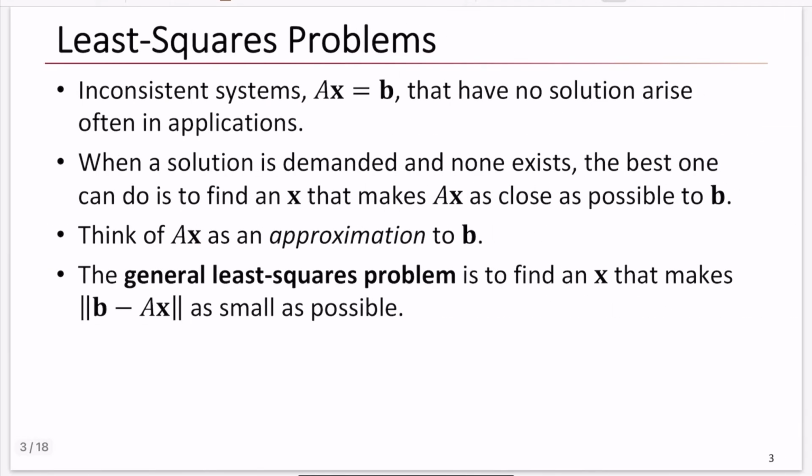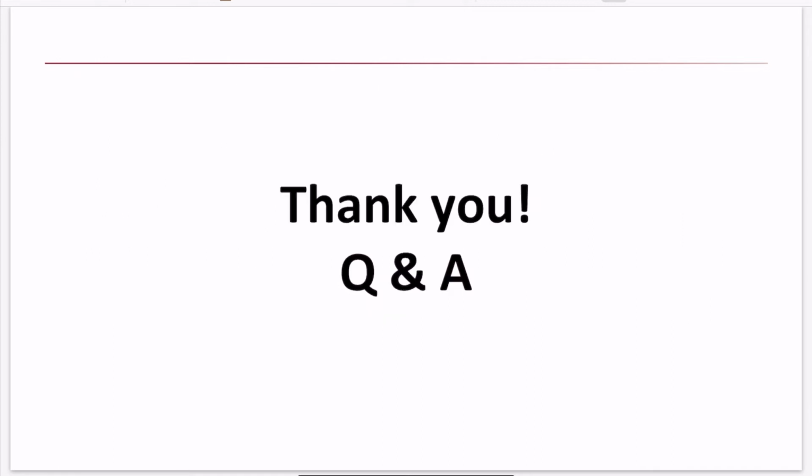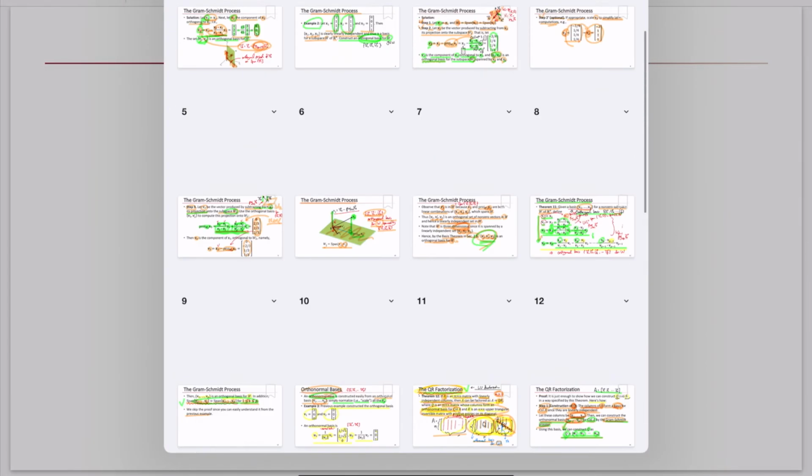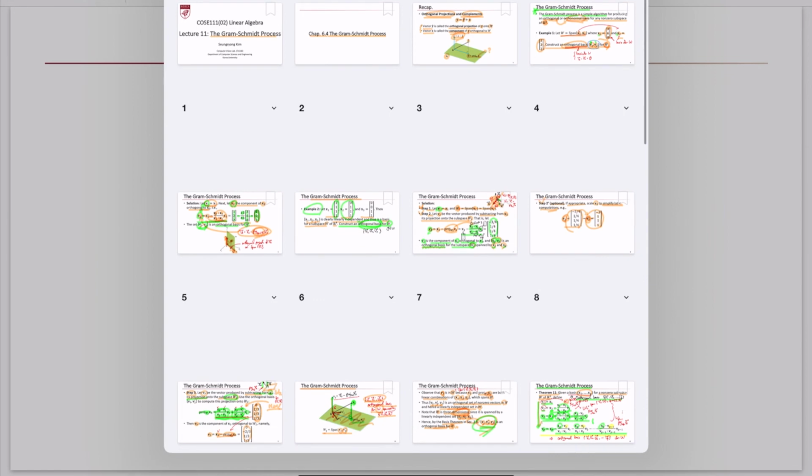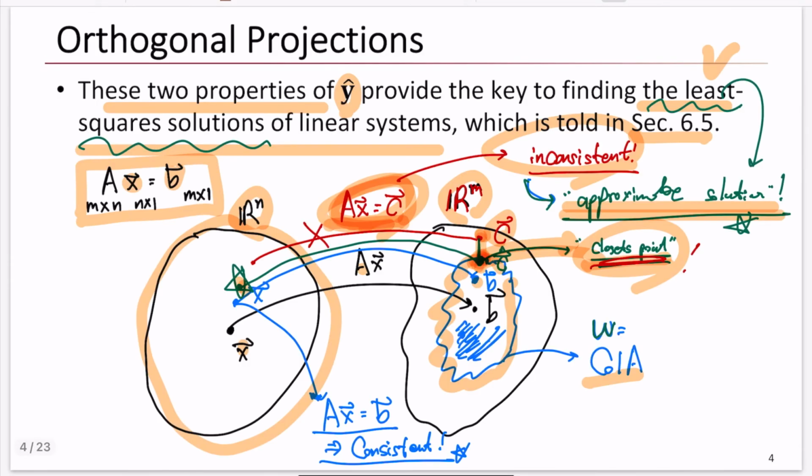Alright, so previously, we already talked about QR factorization and the least squares solution. From lecture 9 here, we already talked about the best approximation theorem.